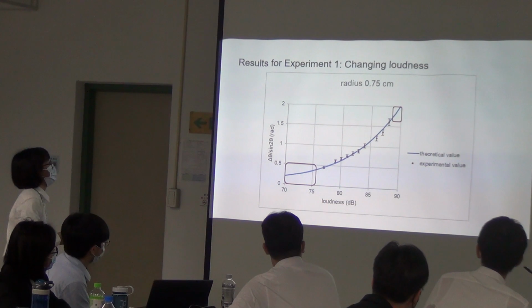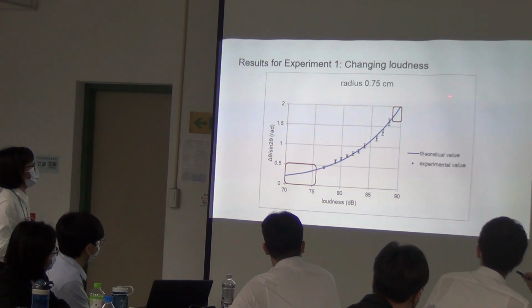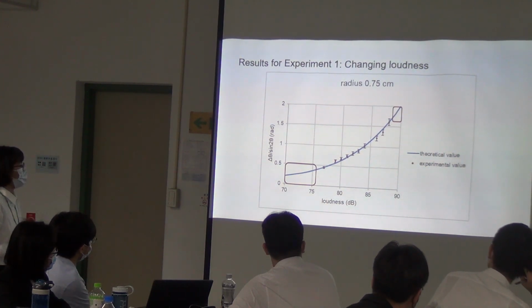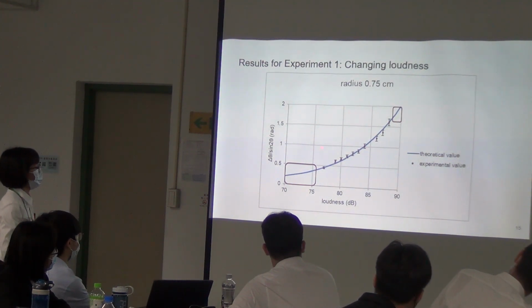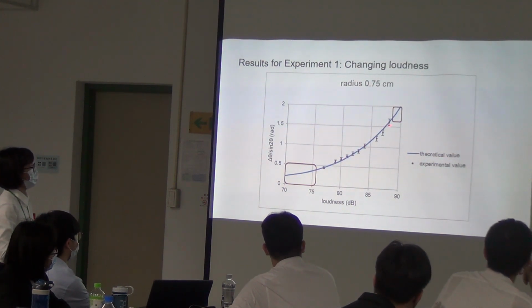And the results for experiment 1. This is radius 0.75. As you can see, there's this area where we can't measure any data, and this one as well.